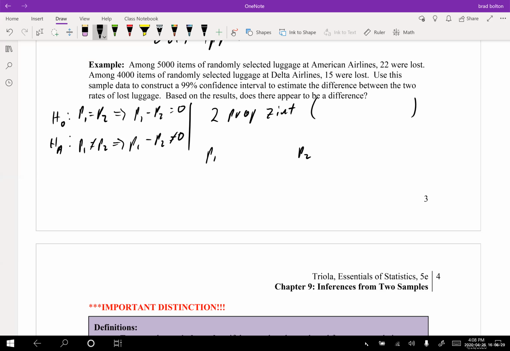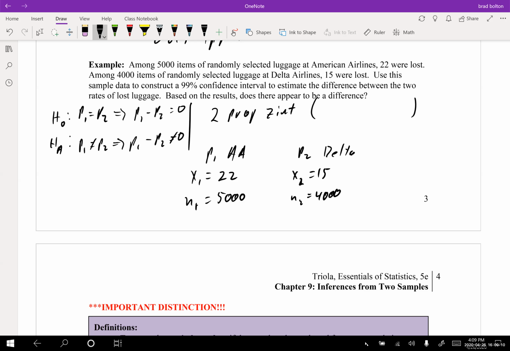And then we're going to do P1 and P2 over here. This would be X1 equals 22. It says among 5,000 items randomly selected at American Airlines, 22 were lost. So 22 were lost out of 5,000. For P2, among 4,000 items, so N2 equals 4,000, at Delta, 15 were lost. So X2 equals 15. This is Delta, and this is American Airlines.